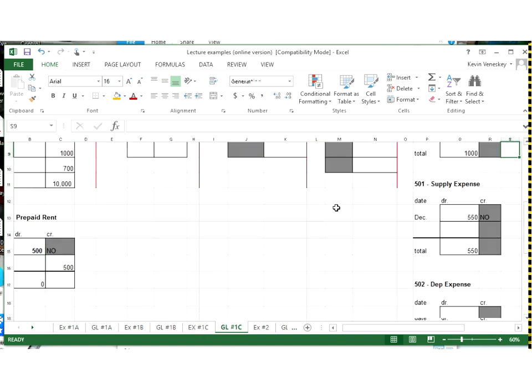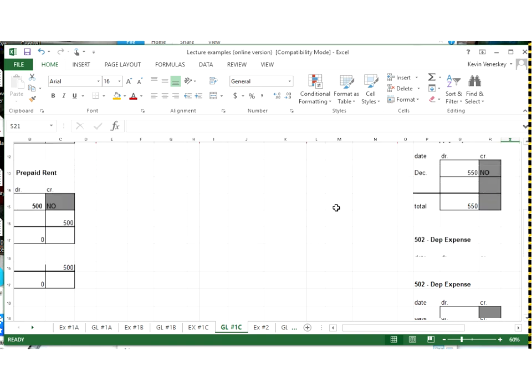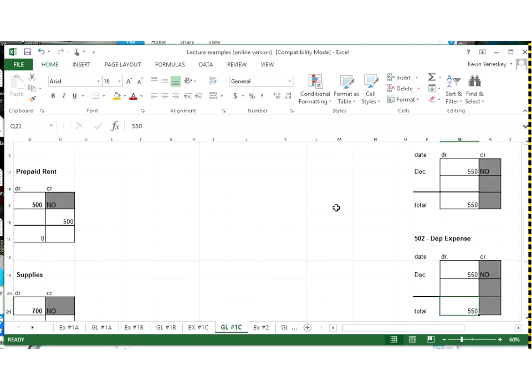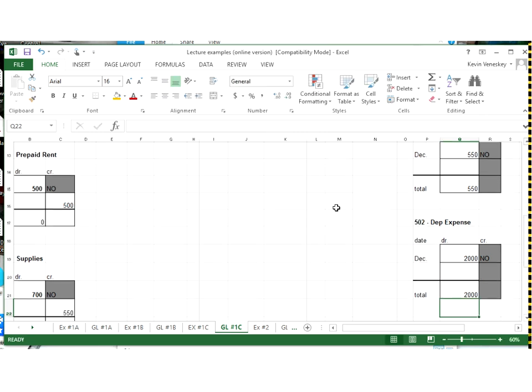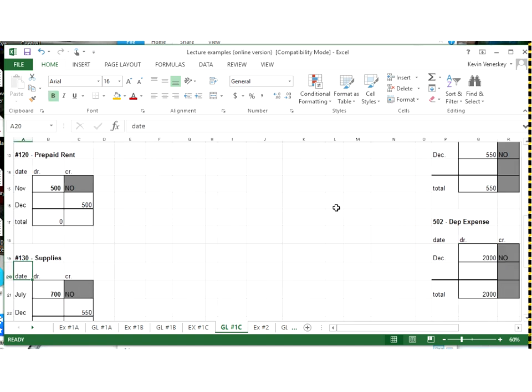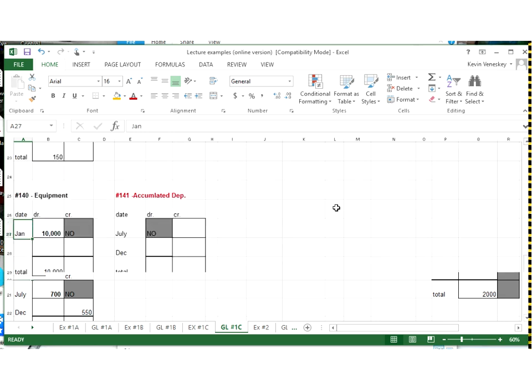Let's do the depreciation expense first. So I'm coming over here to the depreciation expense. I don't know where the $550 came from, but I think that came from my previous one. My depreciation for the first year in December was $2,000. Therefore, that's my total. Pretty simple enough, showing that I got $2,000 worth of benefit from that equipment.